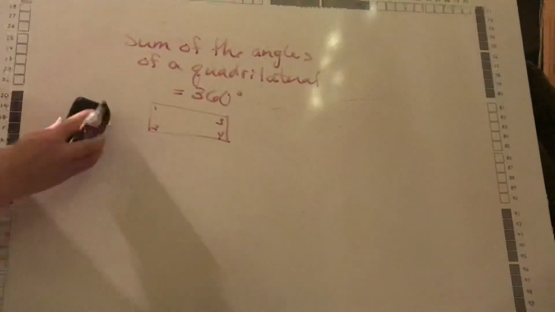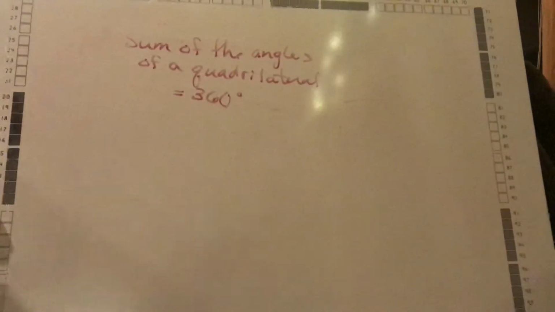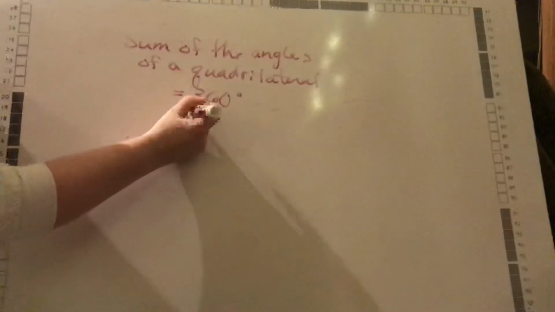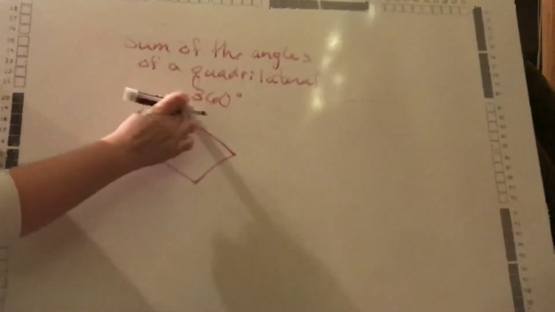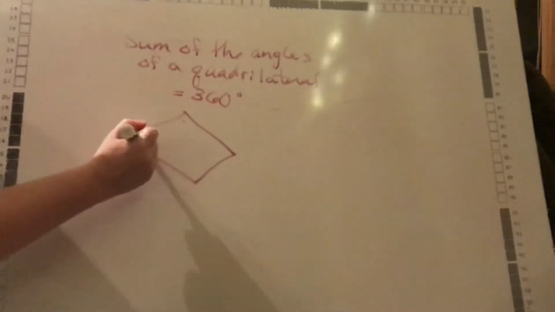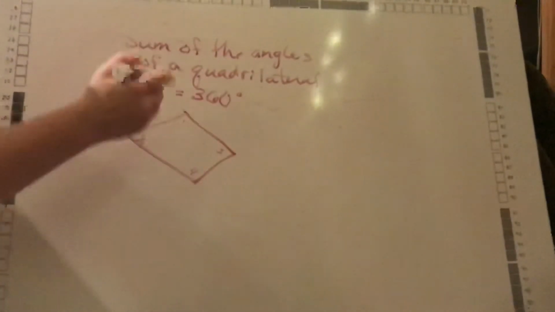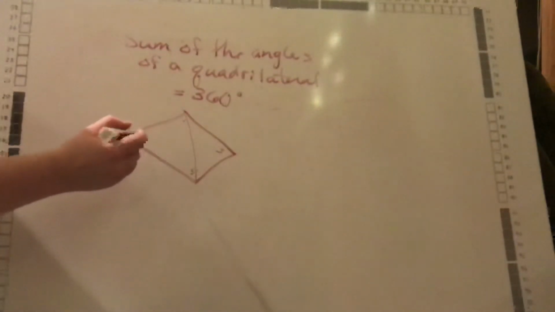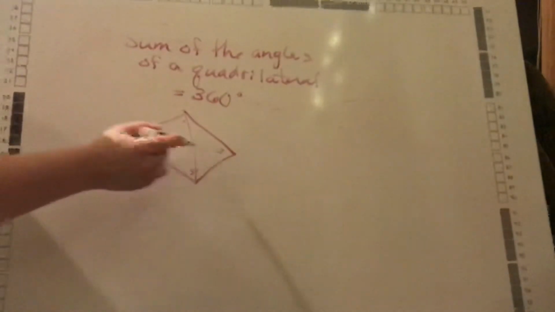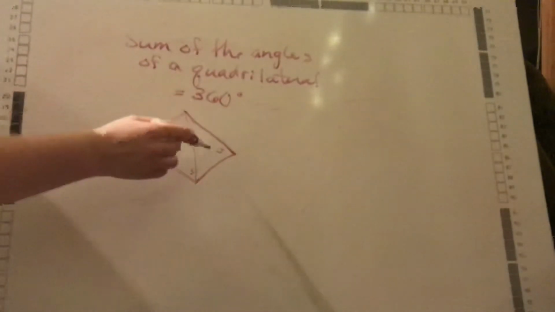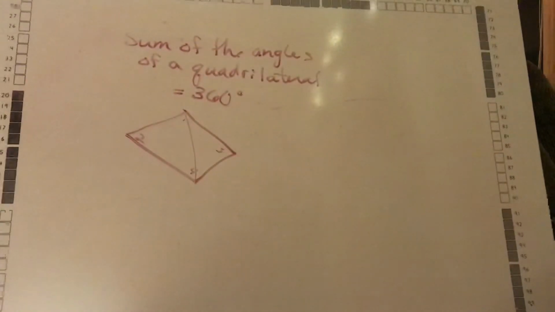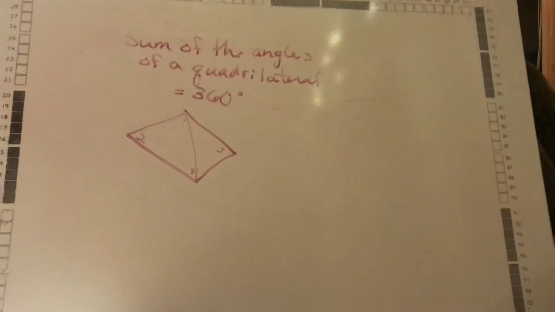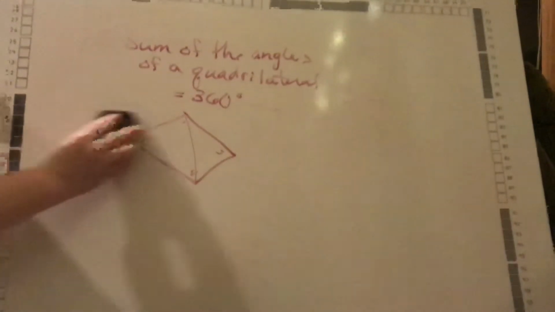Well, what if we have something that looks more like this? We have 4 sides, but they're not like a perfect square or anything. So 1, 2, 3, 4. Well, we know the rule of triangles is that the sum equals 180. In a quadrilateral, you have 2 triangles, and 180 plus 180 is 360. So the sum of the angles of a quadrilateral is 360. And you would do the math the same way.